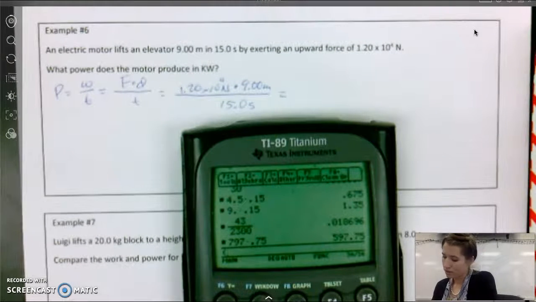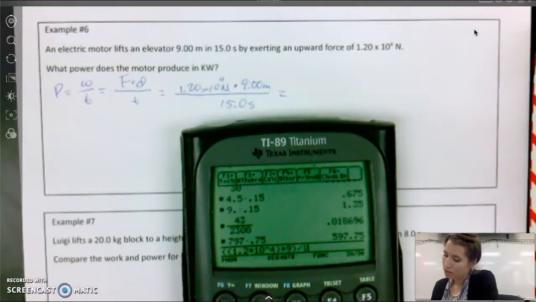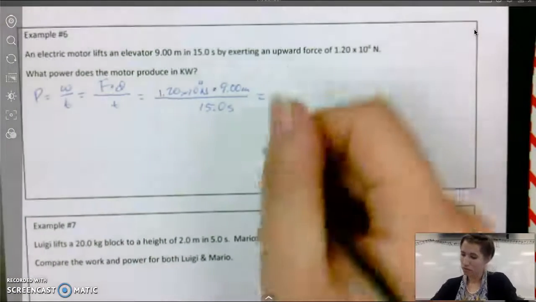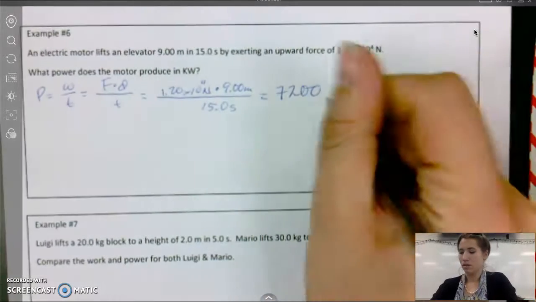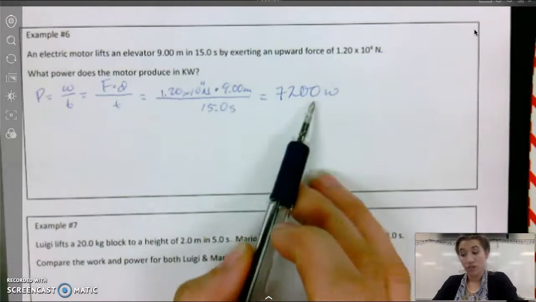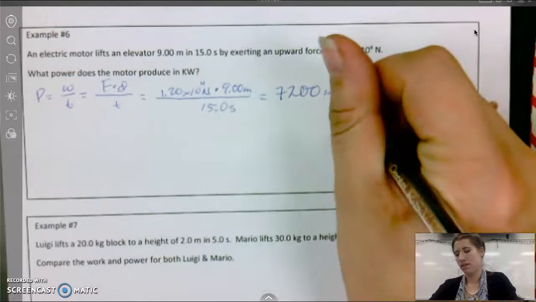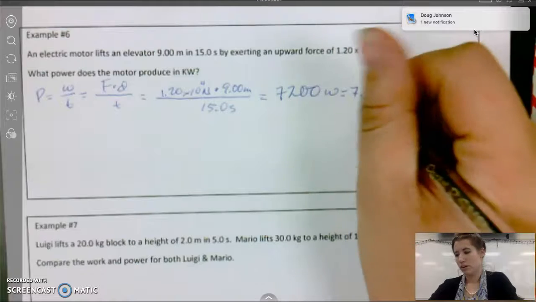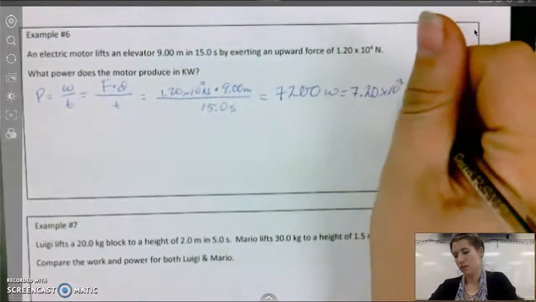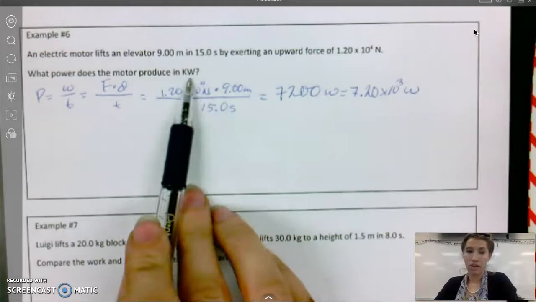So on the top of our fraction, we have 1.2 times 10 to the 4th. Okay, multiply that by 9, divide it by 15. 7200 watts. Now, 3 sig figs, 3 sig figs, 2 sig figs. We actually need to write it in scientific notation. 7.20 times 10 to the 3rd watts, but we need it in kilowatts.